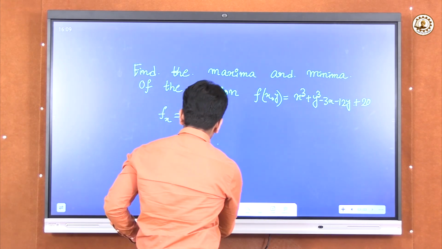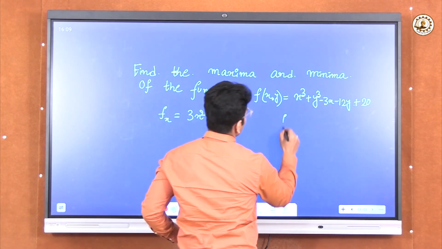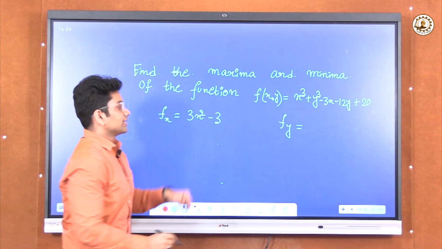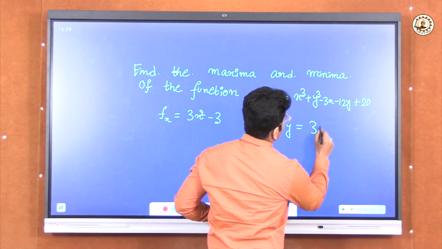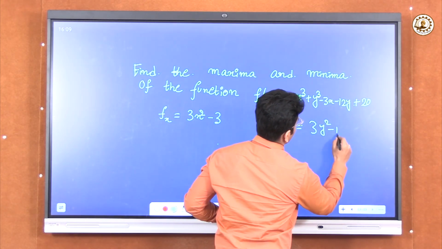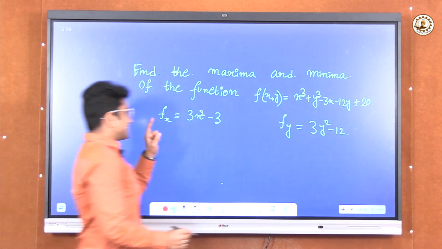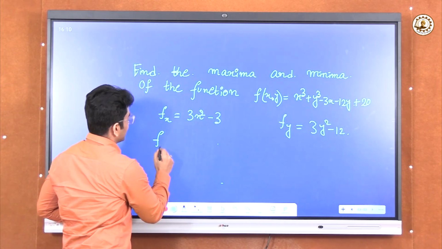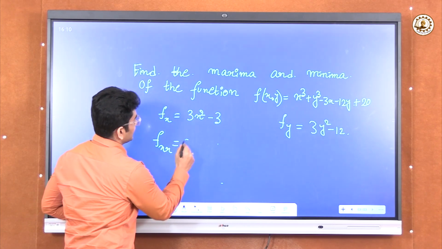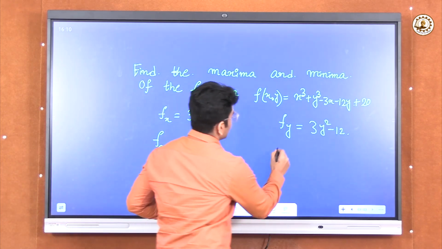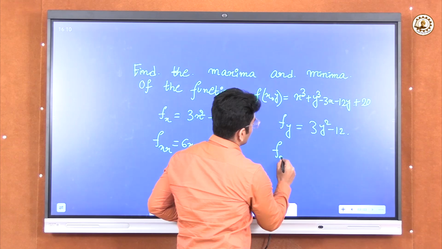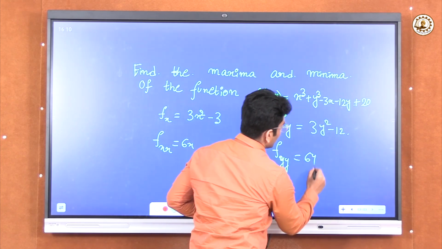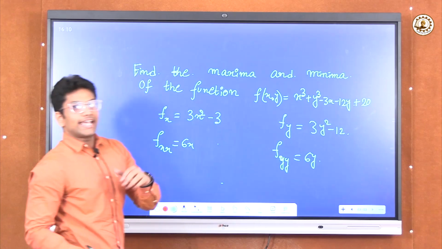Similarly, fy, the partial derivative of f with respect to y, will be 3y square minus 12. The second order partial derivative, f of xx, will be 6x. And the second order partial derivative with respect to y, f of yy, will be 6y. Now we will calculate f of xy.